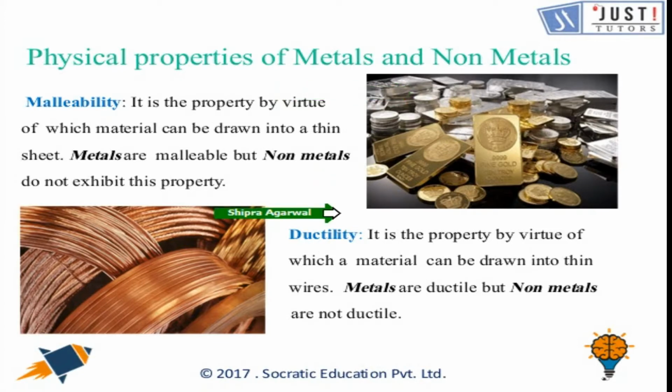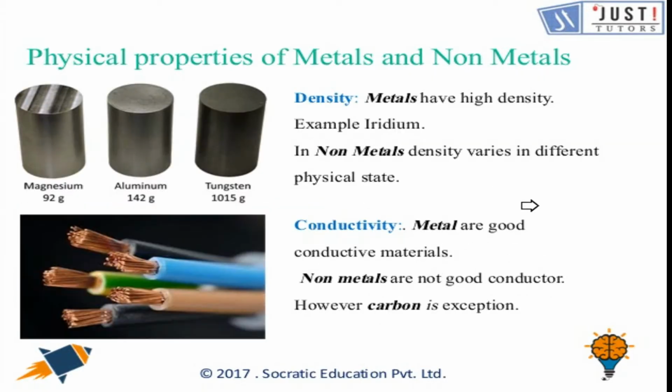And then next we have ductility. A ductile substance can be drawn into a wire. If you can draw any substance into a wire, that material is said to be a ductile material. Most metals are good examples of ductile materials, like gold, silver, and copper, and non-metals are not ductile.